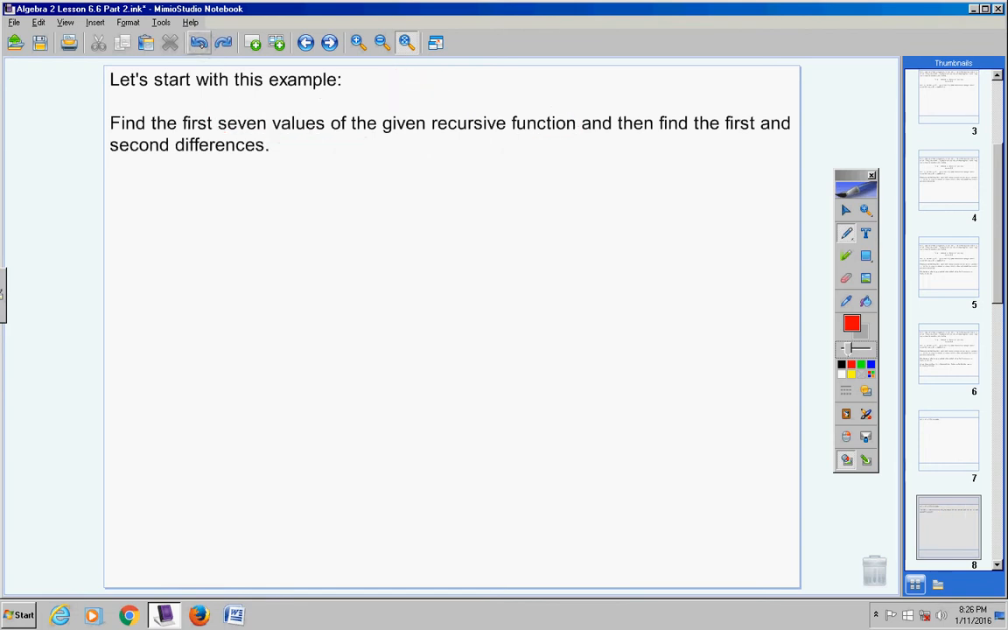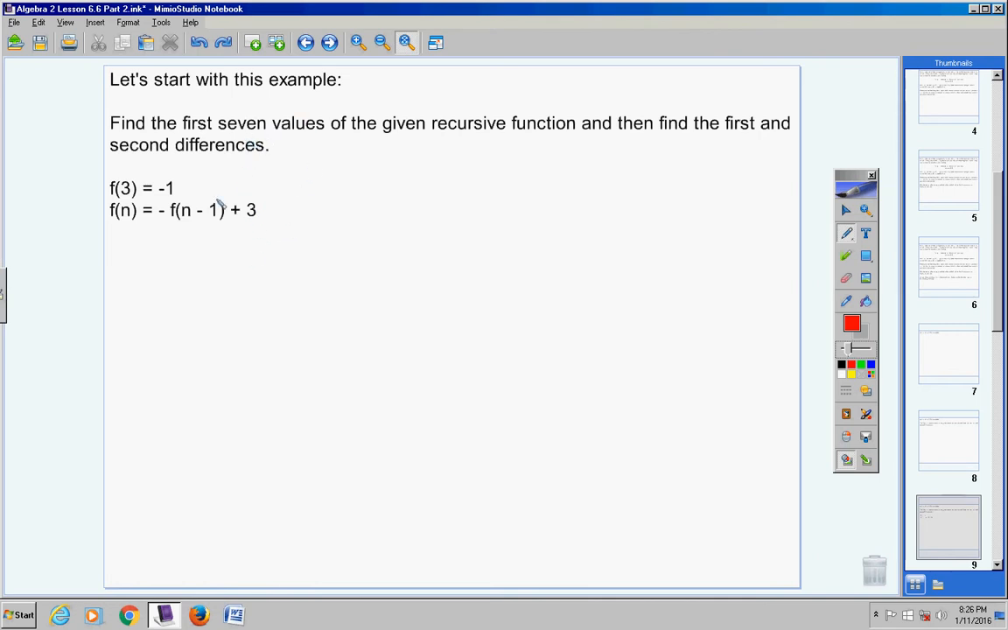What's going to be new today is you do not know how to find the first and second differences, and I will teach you that in just a couple minutes, okay? So first of all, let's find the first 7 values of the given recursive function, alright? So copy that in your notes like usual. I'm going to move on. So, pause the video or listen while you're copying this down, okay? So we're going to find the first 7 values.